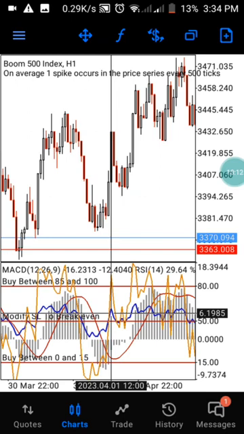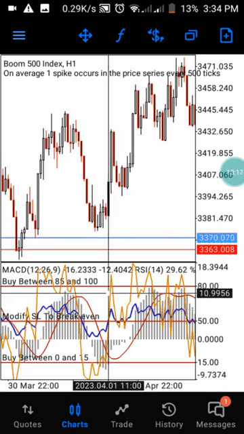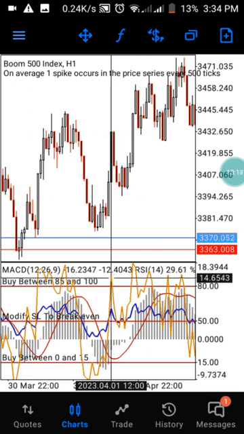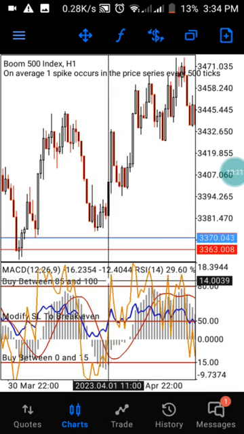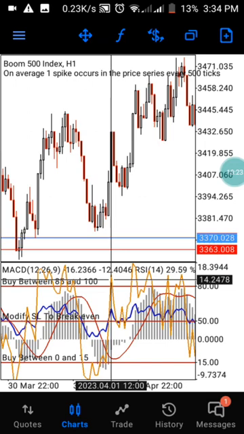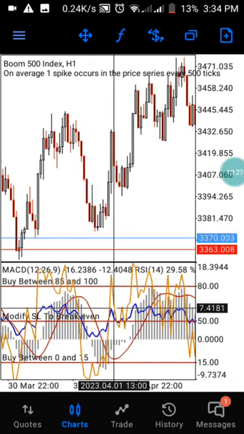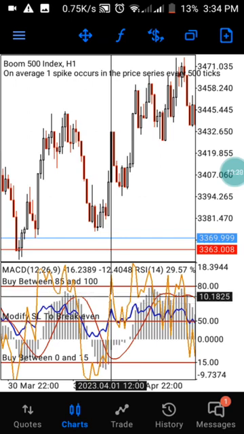Your RSI is above 50. You see, it's above 50, and you also need to check your William also. Maybe it's what? It's above 80. You see now, it's confirmed. Then what do you do? You take your trade.